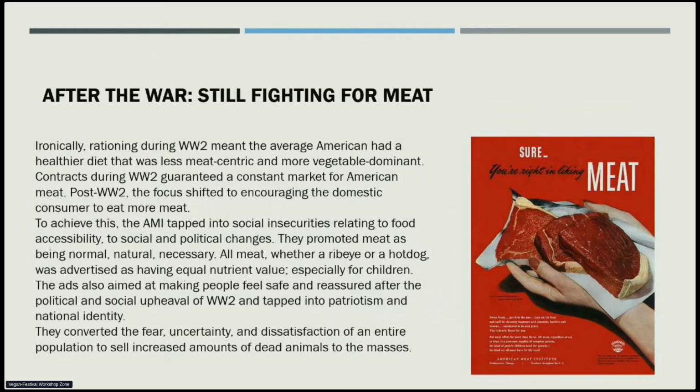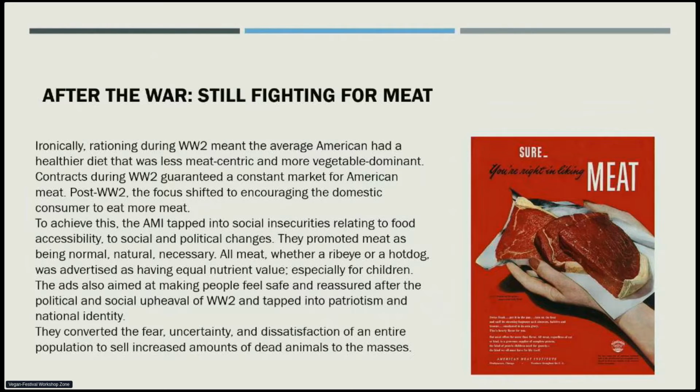And so to achieve this, the AMI tapped into social insecurities relating to food accessibility and the social and political changes. They promoted meat as being normal, natural, and necessary. And they also advertised that all meat, irrespective of where it came from, whether it was a ribeye or whether it was a ground up shitty hot dog, was all nutritionally equal.